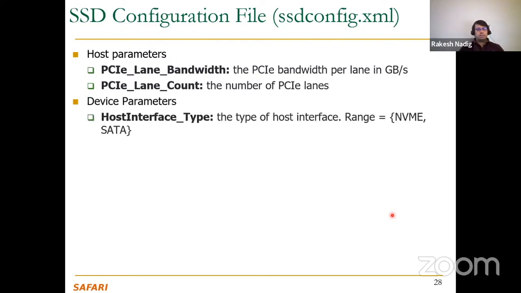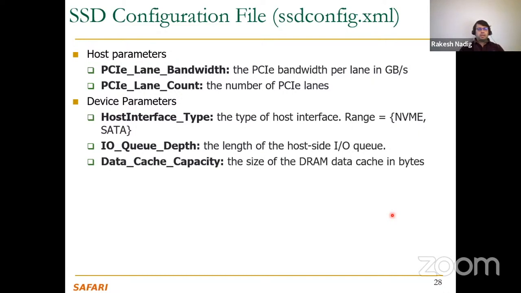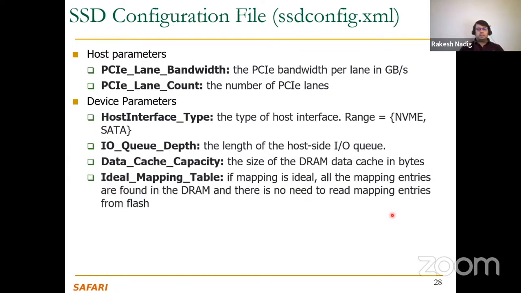Then we have device parameters such as host interface type, which is the type of host protocol that is implemented in the HIL, which is NVMe or SATA. And we have the IO queue depth, which is the length of the host side queue. So in NVMe, we have multiple such queues which can take requests and parallelly execute them. So we need to define the length of the host side queue. And we also have the data cache capacity, which is the size of the DRAM data cache in terms of bytes.